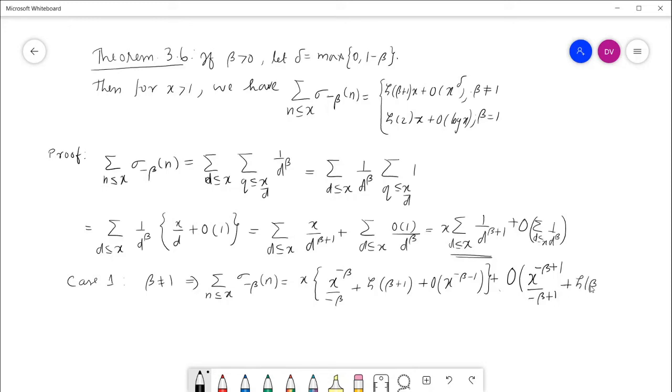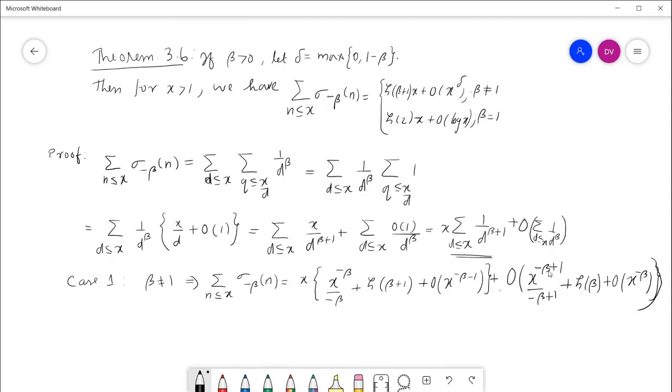This is the second term here. Okay, now look at this term. We know that minus beta is always less than minus beta plus 1. So among these three terms, this will dominate, so we can neglect this term.